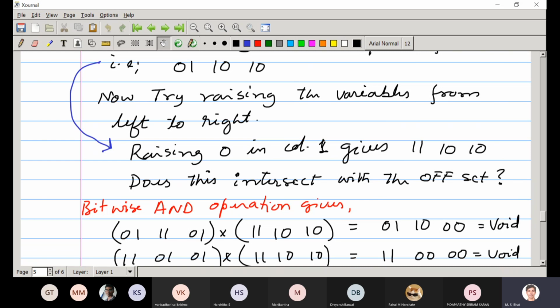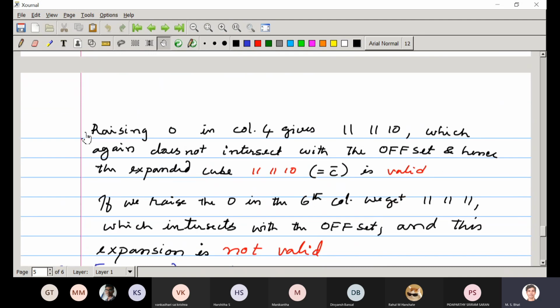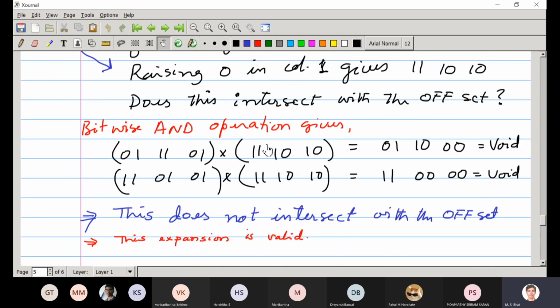That is only C bar. The B bar, C bar cube is expanded to make it C bar by raising this 0 to 1. Okay, so that is our next step. Raising 0 in column 4 gives 1, 1, 1, 1, 1, 0, which again does not intersect with the offset. You can see, even if you make this 1, 1 here, you have a void in the third column. So in this third variable column, you still have a void.